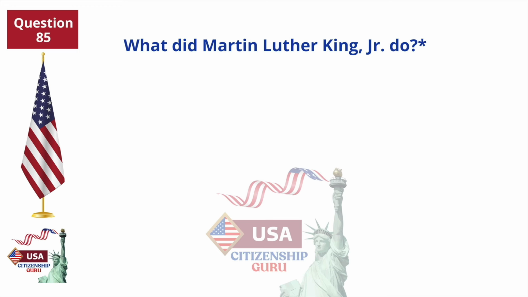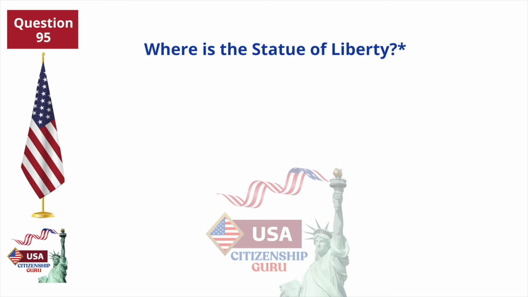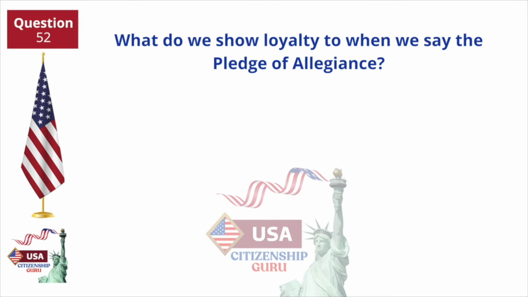What did Martin Luther King Jr. do? Fought for civil rights. What do we call the first 10 amendments to the Constitution? The Bill of Rights. Where is the Statue of Liberty? New York Harbor. What do we show loyalty to when we say the Pledge of Allegiance? The United States.